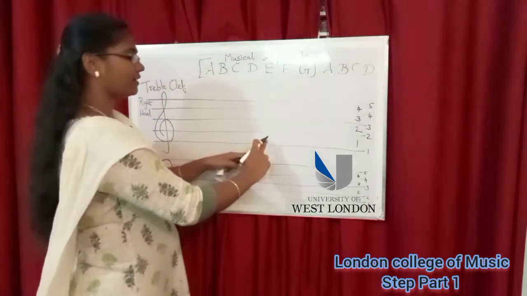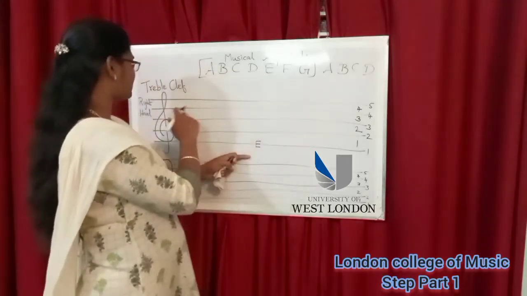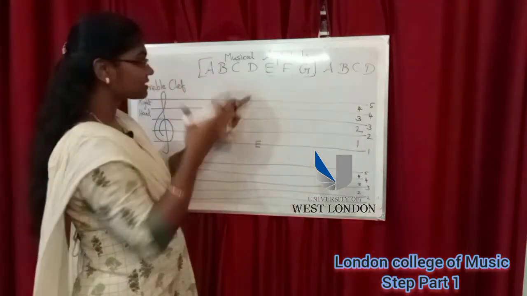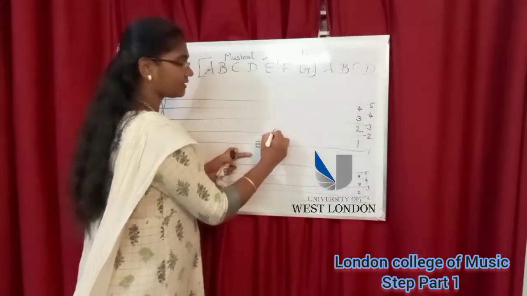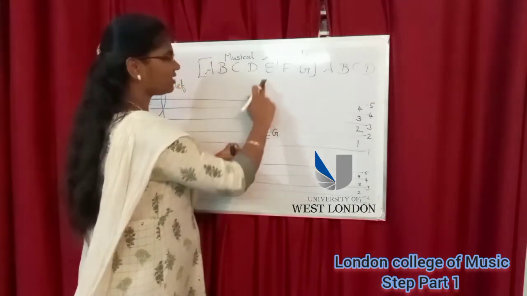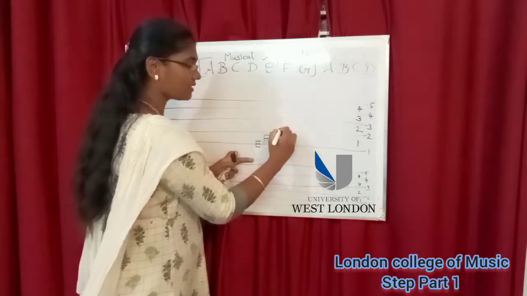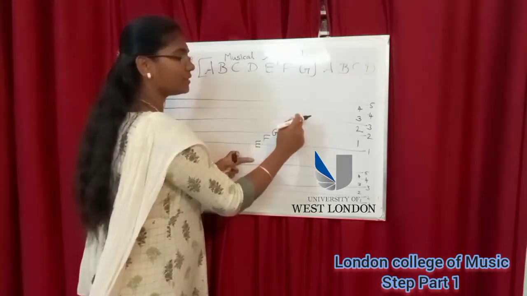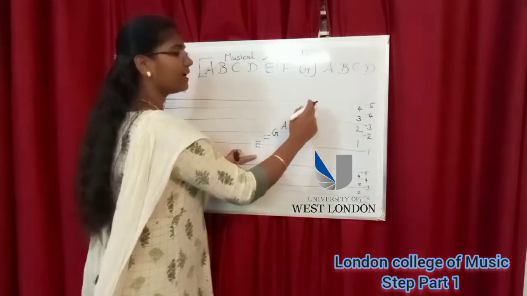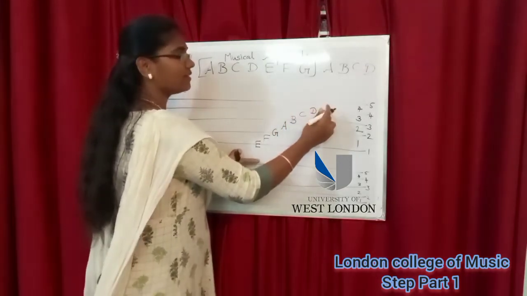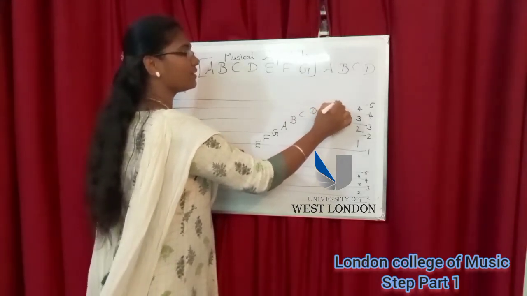And then if a note is placed in the first space of the treble clef, treble staff, that is called F. In the second line, that is G. So E, F, G. After that, in the second space, A. In the third line, B. In the third space, C. In the fourth line, D. In the fourth space, E. And then in the fifth line, that is F.